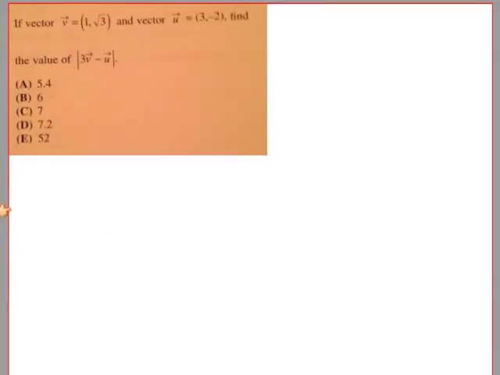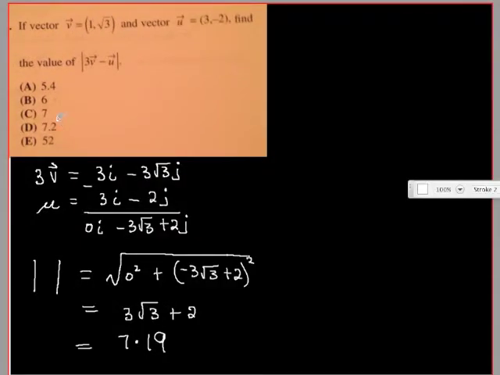I have another one for you. Again, pause the video and try this on your own. Did you get D? This is very similar to the problem we were doing.